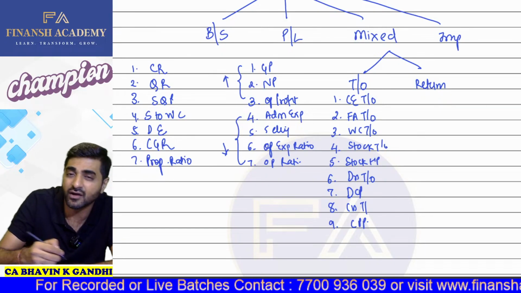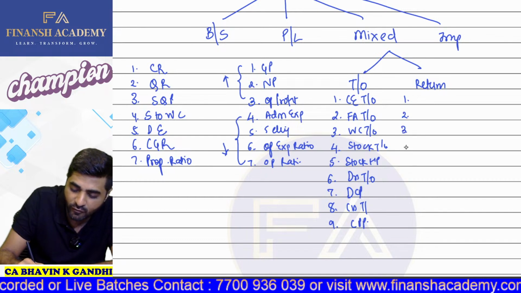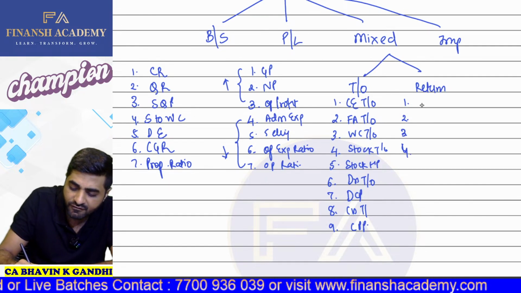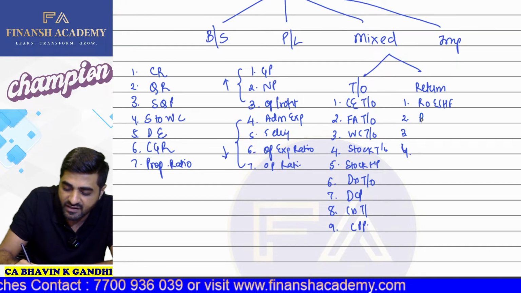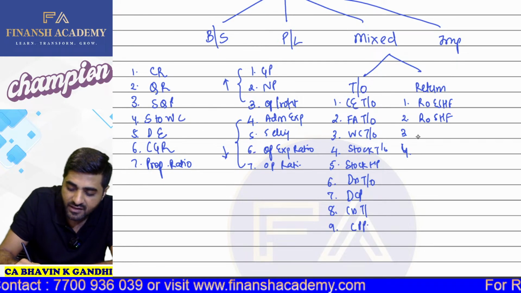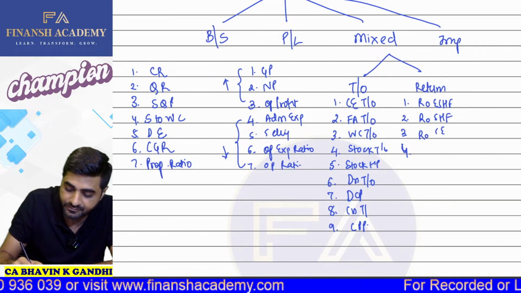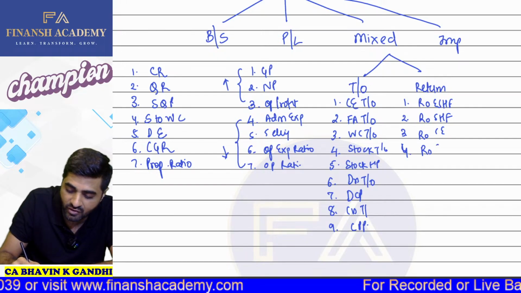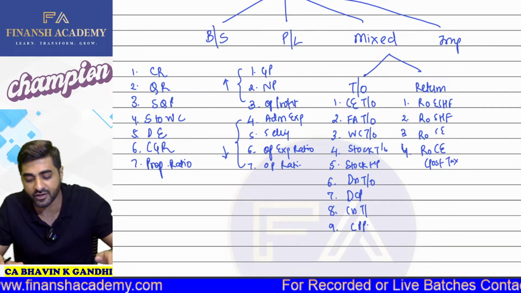Then, my dear students, we got something which was called as return ratios, and we discussed your 4 returns. First, we discussed return on equity shareholders funds. Then we discussed return on shareholder funds. Then we discussed return on capital employed. And then we also discussed return on capital employed, but that was post-tax. Right? Can you all recollect this?